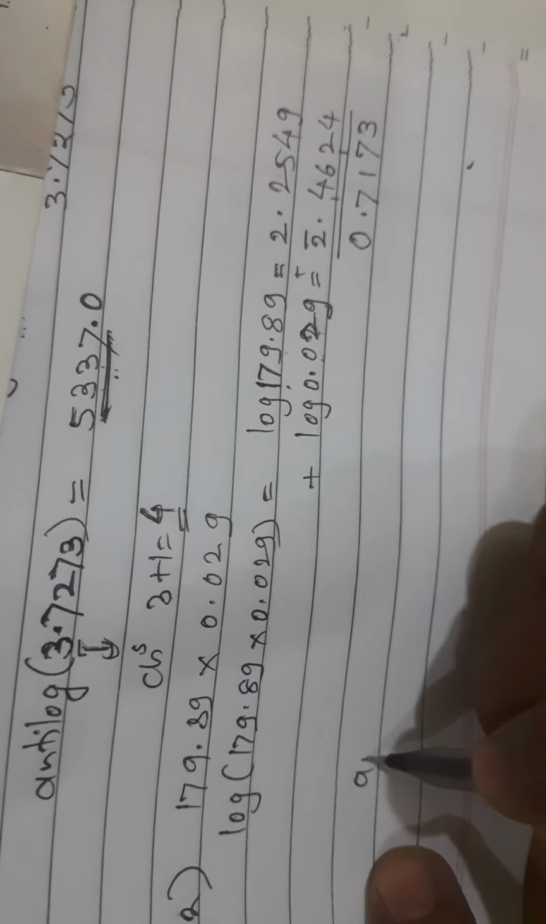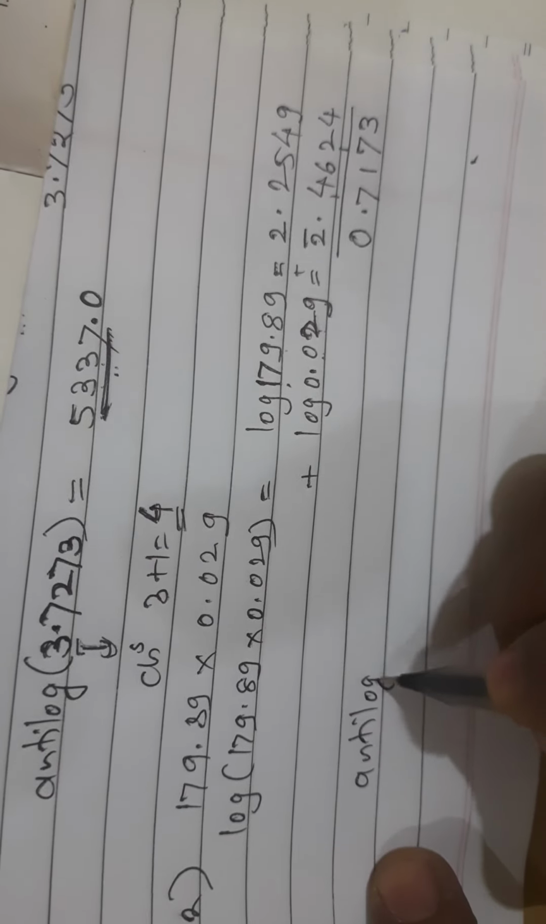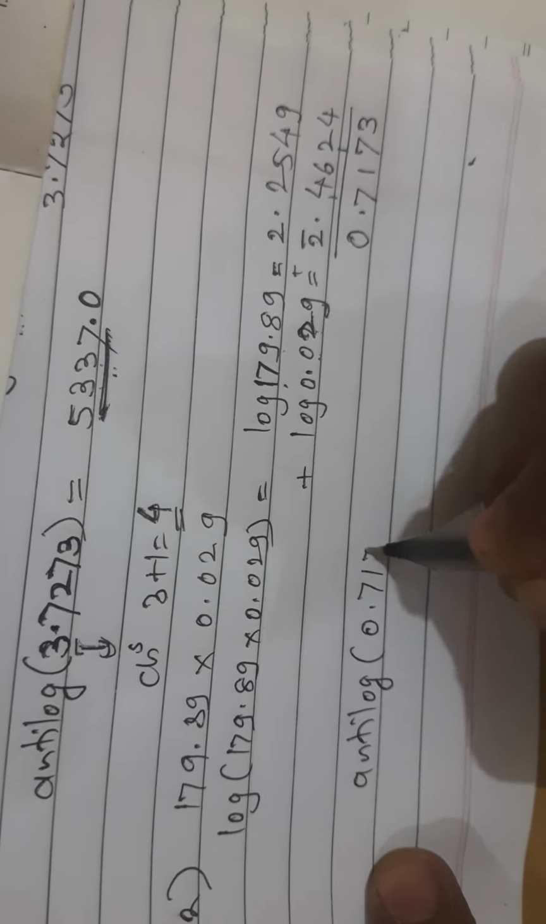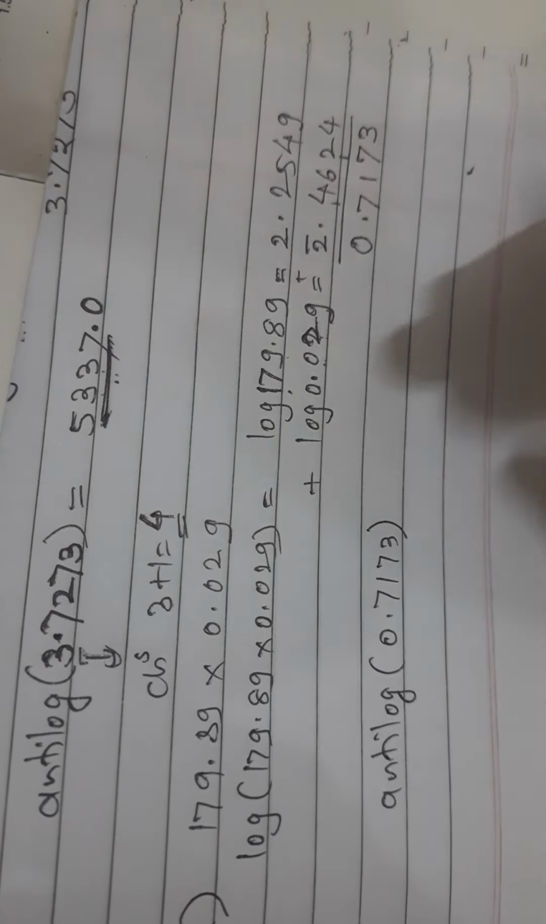Now see the antilog of 0.7173. Now find the antilog here. In the antilogarithmic table, what is the number?